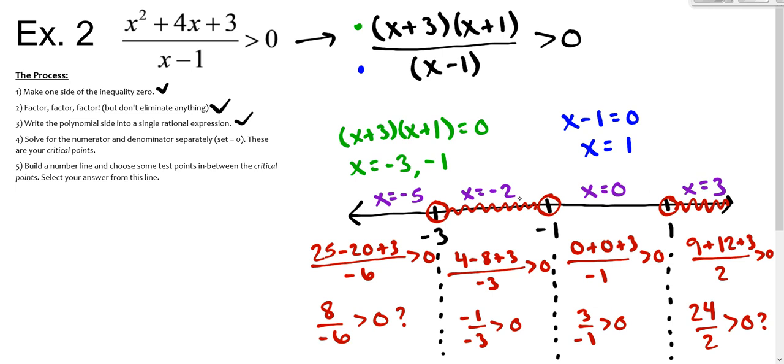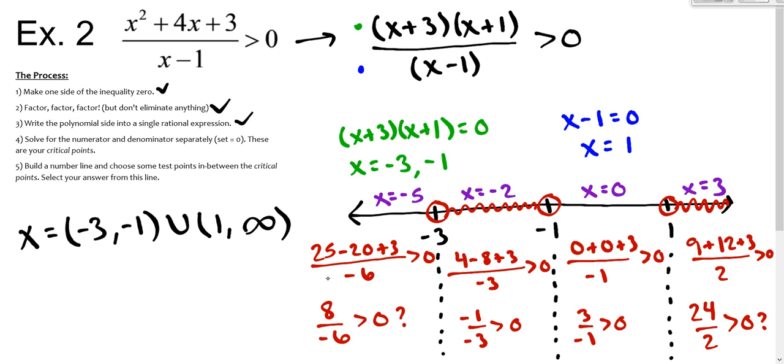So this is what it looks like on a number line. Translated into interval notation, which is how we want you to write it, I'm going to say x is in the interval (-3, -1), union (1, positive infinity).